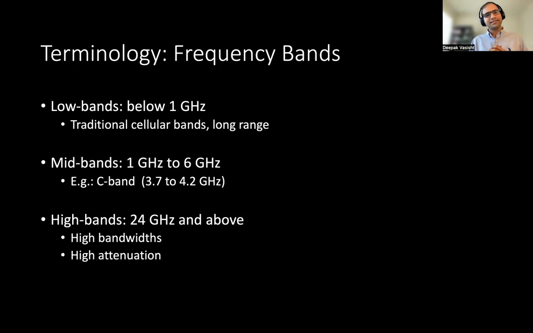Okay, and finally, there's the high band, or the millimeter wave band, which exists at 24 gigahertz and above. These bands have a lot of high bandwidth and a lot of available spectrum, but at the same time, they suffer from more attenuation. So as you go from the low bands to the high bands, you have higher bandwidths, but at the same time, you have more attenuation in the network, which means your range gets reduced for the same power. And then you also need to manage this network a little better.